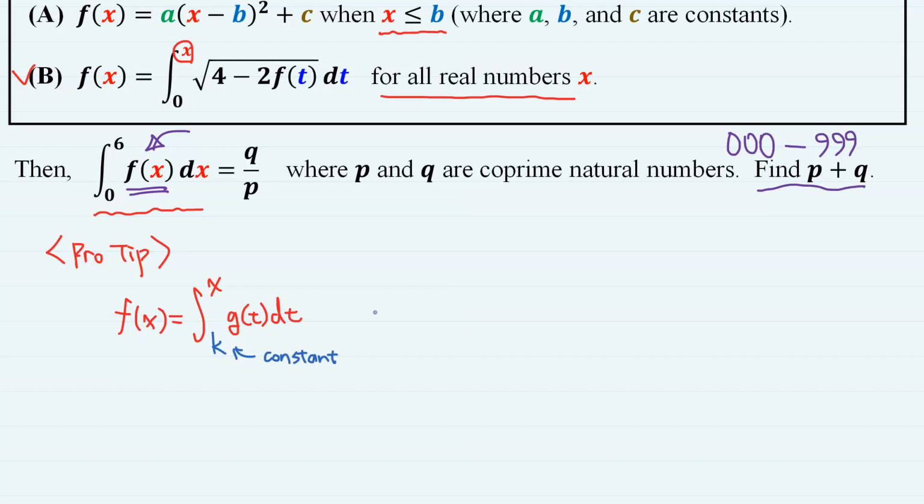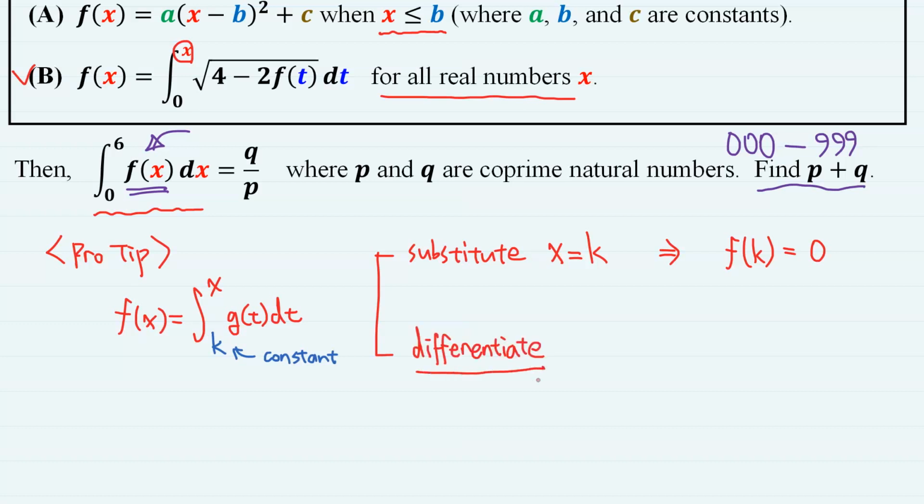Now, if you have this type of equation, there are two things you can do. First, you can substitute x equals k to obtain a condition f(k) equals 0. And next, you can differentiate both sides. Then, by the fundamental theorem of calculus, we obtain f prime of x equals simply g(x). So we are going to do these two things in the given condition B.